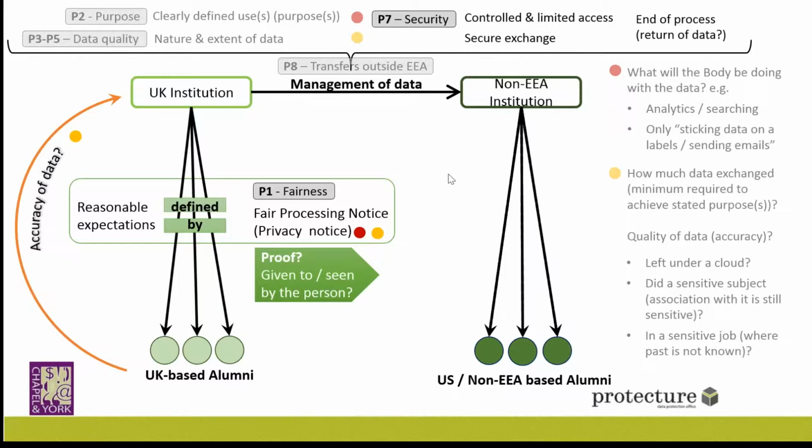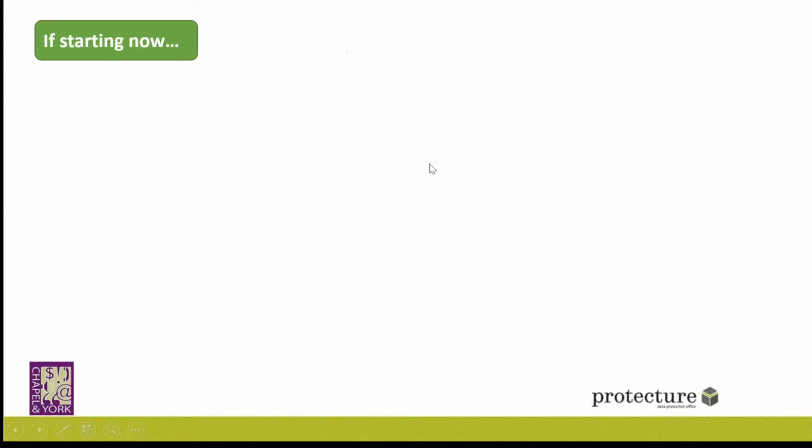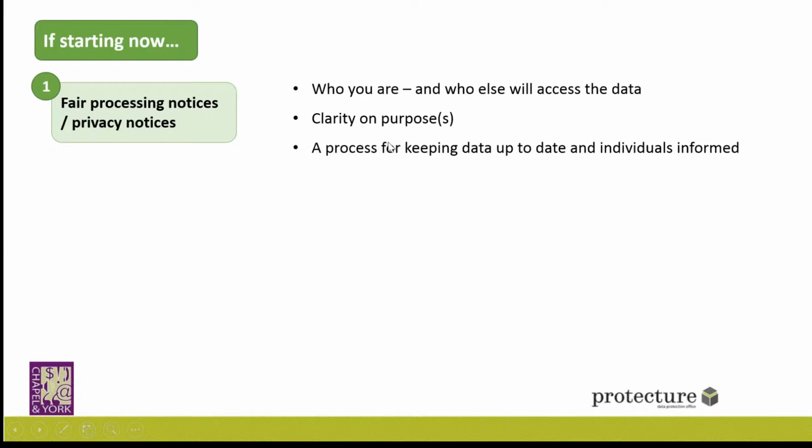So this has been a sort of high-level overview of the key issues to consider. To summarise, if you are starting now from a clean slate, my first thing would be to say, look at those privacy notices and fair processing notices and make sure they work for you. Make sure they inform individuals how you will use their personal information. Include details of the relationships you will have with the sister and other institutions and any potential transfers of data. Be clear about the purposes for which their information will be used.